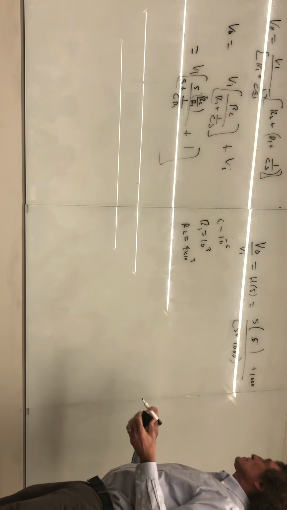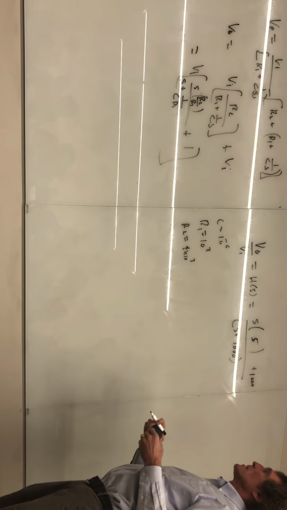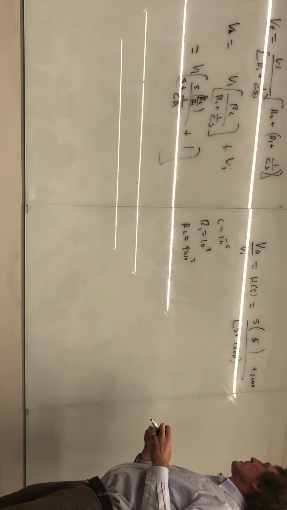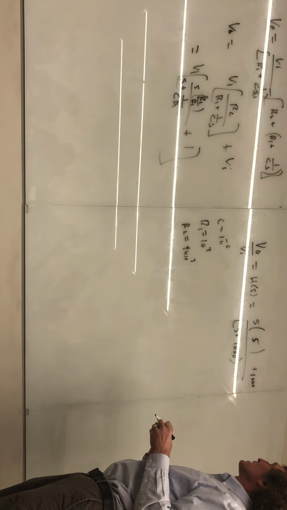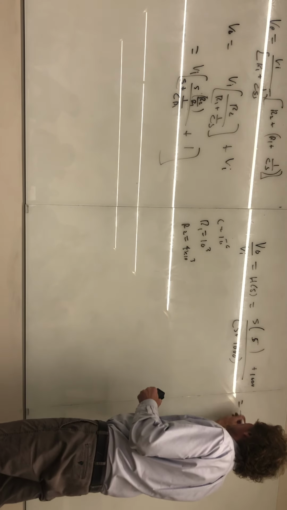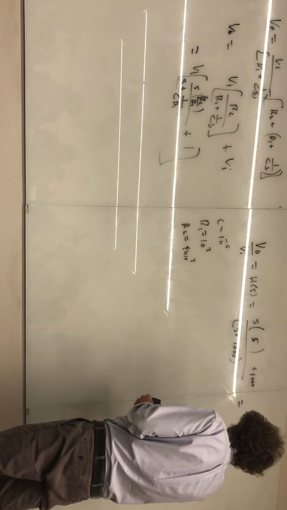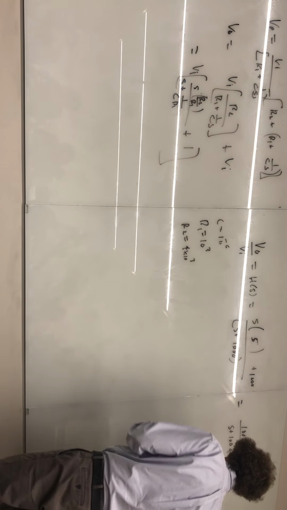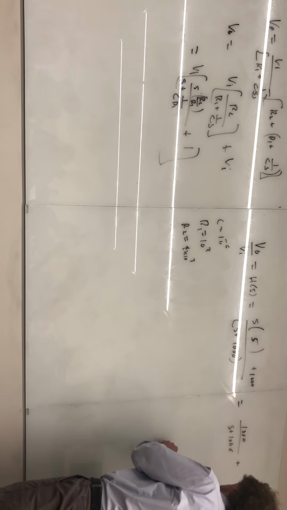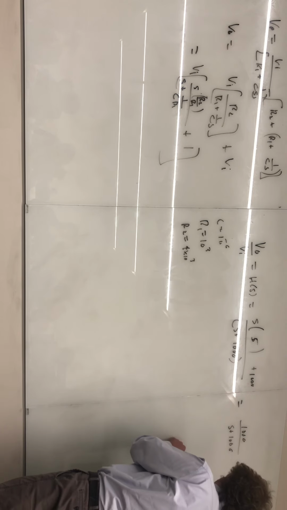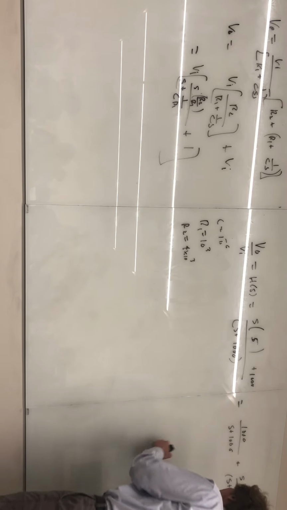Now, if you take a look at this, you really have 1,000 over S plus 1,000 plus, and then you have just S times 5 over S plus 1,000. Do you all agree with that, class?